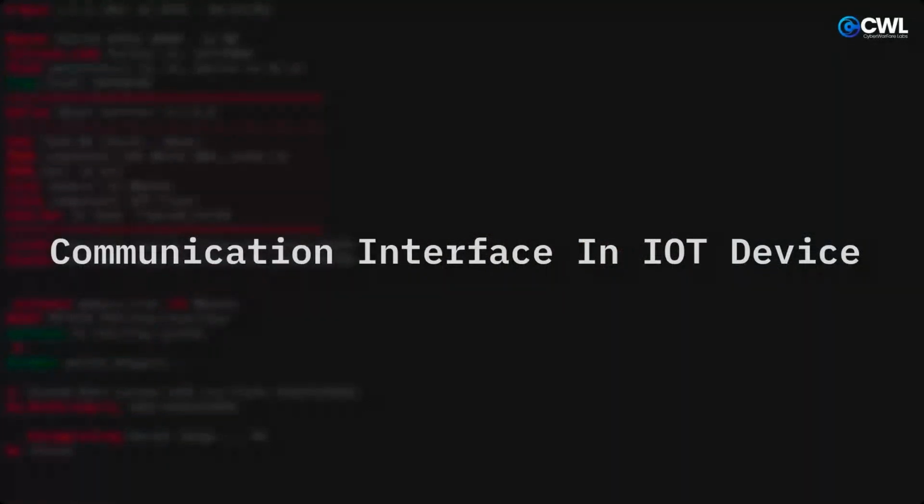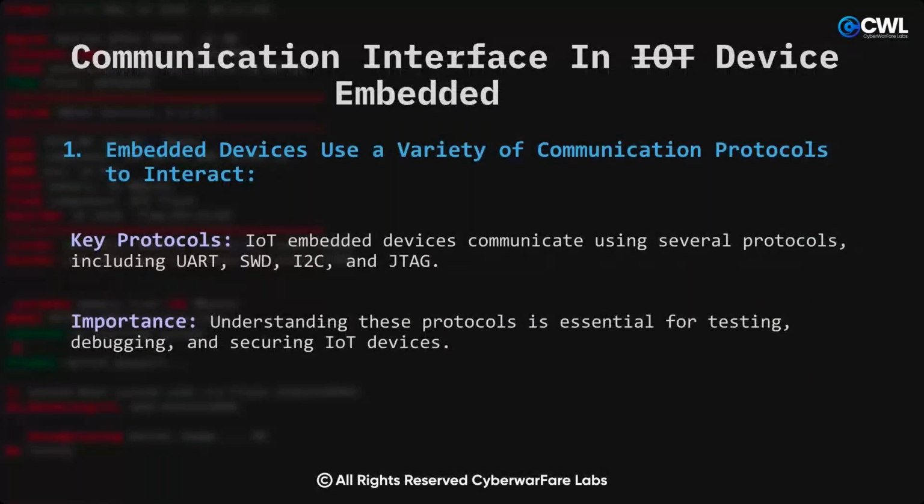So, communication interface in IoT devices. Embedded devices use a variety of communication protocols, as we saw. The key protocols, and I will solely focus on the main ones, are UART, SPI, SWD, I2C, and JTAG. In particular UART and SPI are communication protocols, and JTAG and SWD are for debugging purposes.